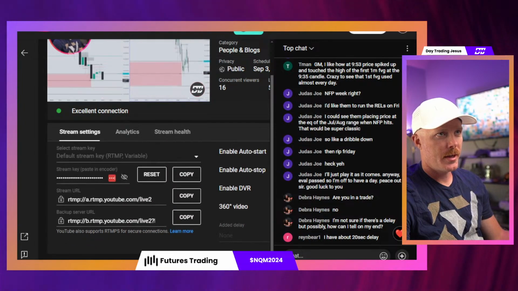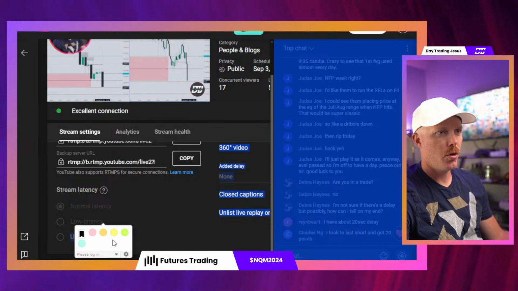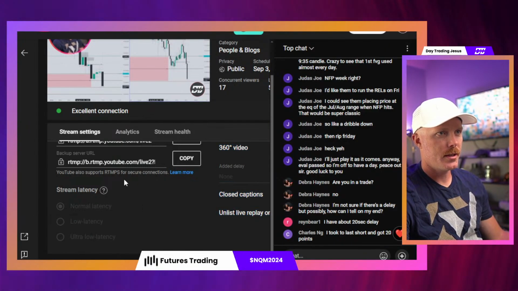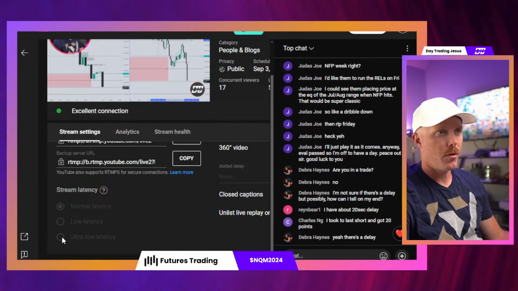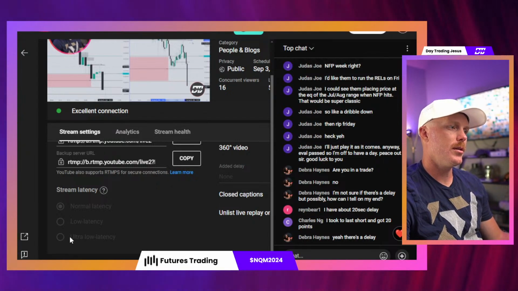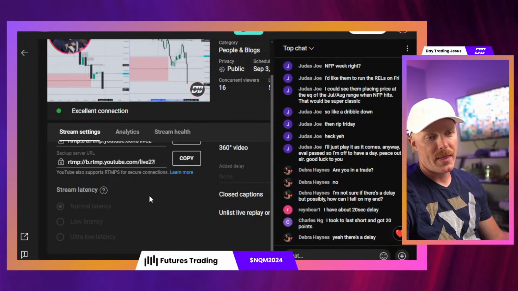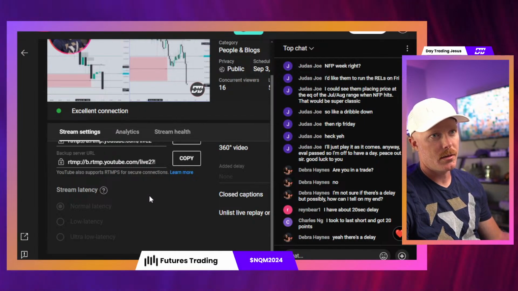So here's my dashboard. Here's my streaming settings. Under streaming latency right here, it has unmarked. I can't select these. There's ultra low latency, and I can't check it. I've been able to check it before, but today it's not allowing me. So I'll have to figure out why it's unmarked, or how to get it as a selectable option, because I've had it there before. And that was the day people were telling me it was about a 5-second delay.